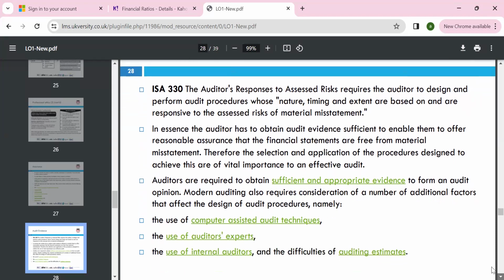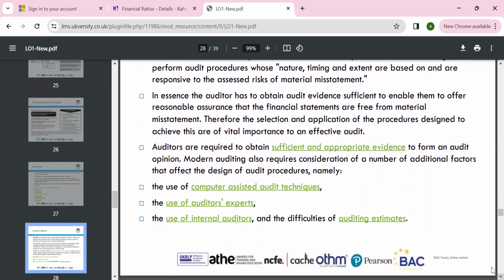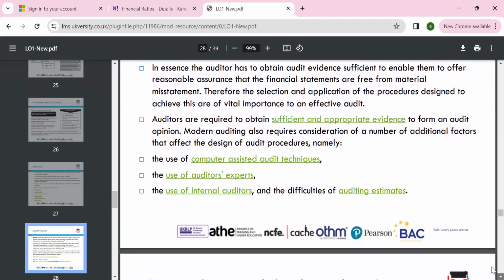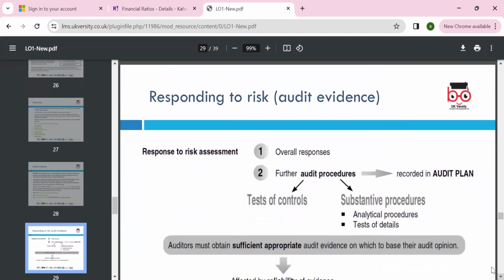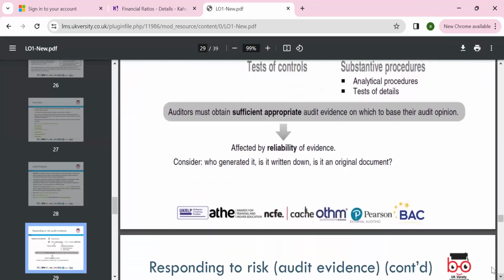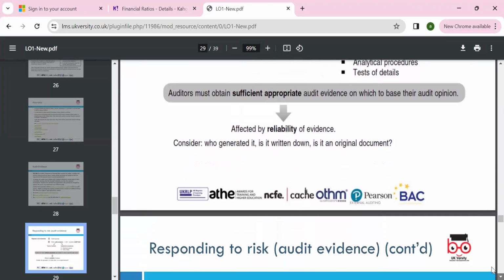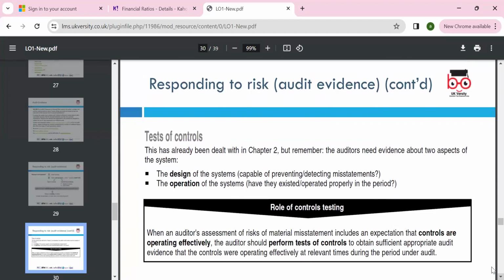Modern auditing also requires the consideration of additional factors such as computer-aided techniques, the use of audit experts and internal auditors, and estimates. Okay, so we have to respond to the risk assessment: overall responses, further audit procedures, tests of control, substantive procedures, analytical procedures. Tests of control affect reliability, which needs us to think about the system. The system needs to be well designed, and we need to understand the response to the risk, the audit evidence, and the tests of control.